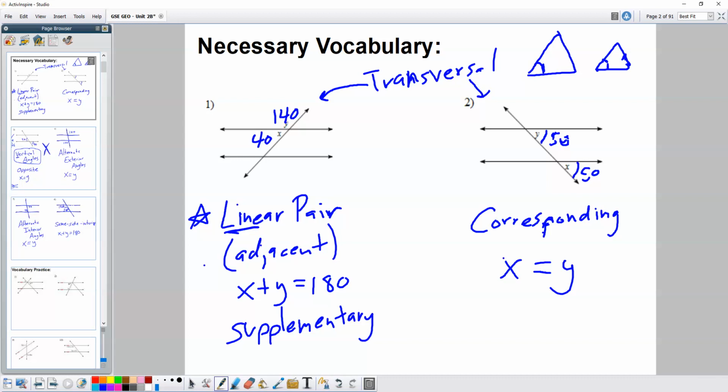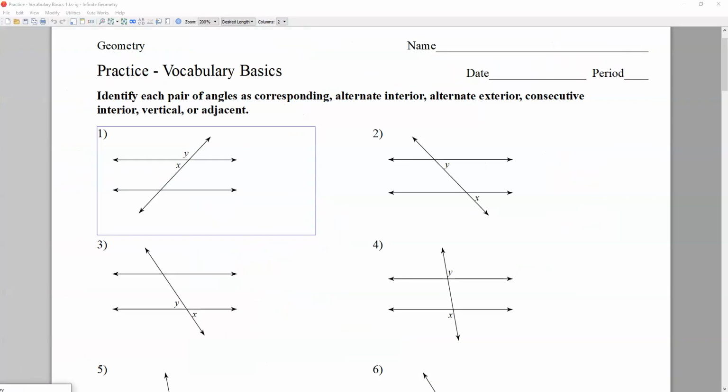Okay. I want you to try to do the rest of this sheet. Push pause and finish that sheet, and then we will go over it momentarily.